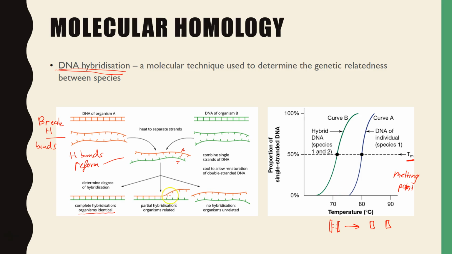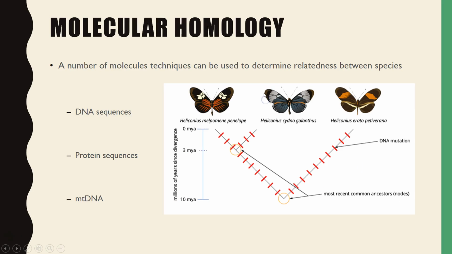So fewer hydrogen bonds will be more like this or this here. Fewer hydrogen bonds means there'll be less energy required to break them apart. So you can see the melting temperature here is the point at which 50% of the DNA is single-stranded. So using this information, using the DNA sequences or the protein sequences, we can create these trees of relatedness. We can see the most common ancestor had these particular sequences, and we can see DNA mutations have occurred over time to show relatedness between species, which we'll cover more later.